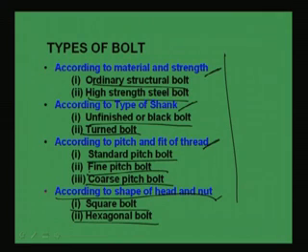Another way of classification is according to shape of head and nut. Shape of head and nut means what the shape of the head and nut is. If the shape is square, then it is called a square bolt. If it is hexagonal, then it is called a hexagonal bolt. The shape of the head is either square or hexagonal, and the nut also. So in that way also one can classify.